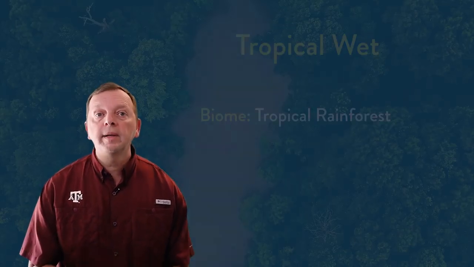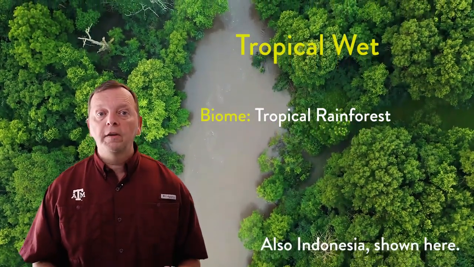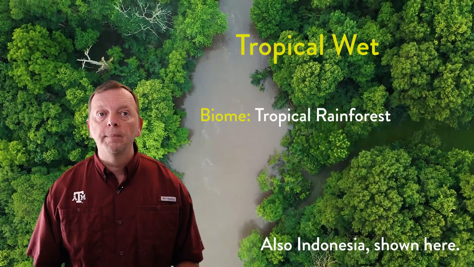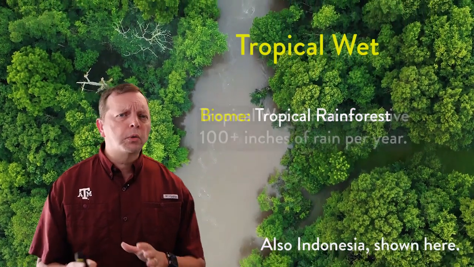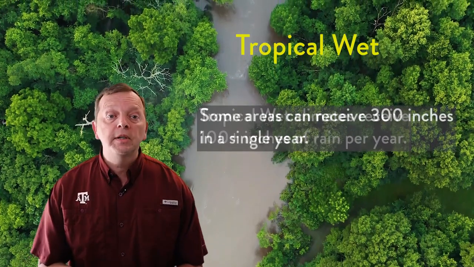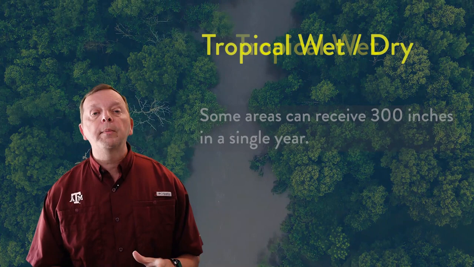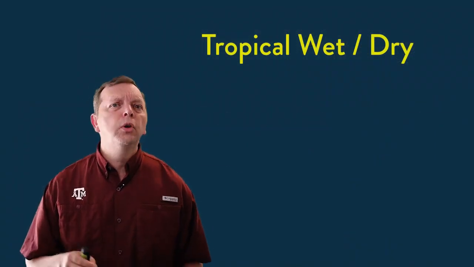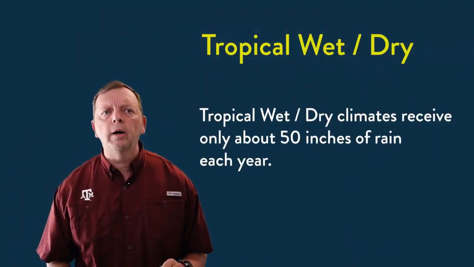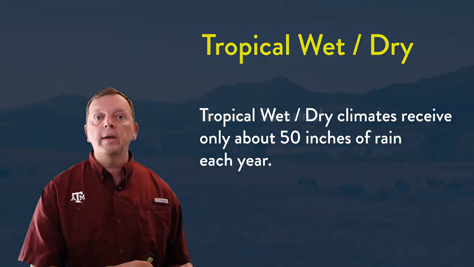So let's talk about biomes. The biome found in the tropical wet climate is the tropical rainforest, such as the Amazon or the Congo rainforest in South America and Africa. Most tropical wet climate areas will receive more than 100 inches of rain every year, and some have received as much as 300 inches over the year. Now, a tropical wet dry climate receives much less rainfall, usually less than 50 inches per year. Therefore, the climate cannot support a rainforest like its tropical wet neighbor.